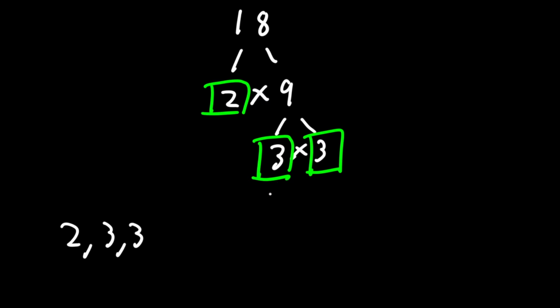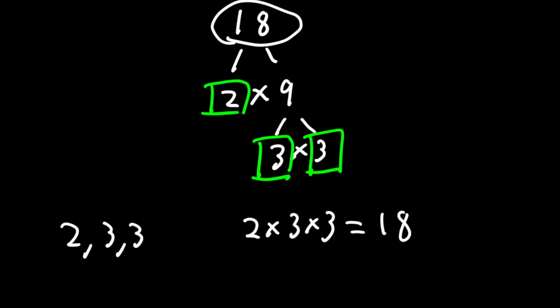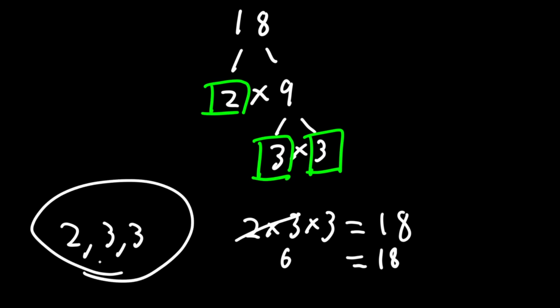Now, to check our work, if we do 2 times 3 times 3, if we multiply all 3 prime factors together, it should equal 18, which is the same as the original number. 2 times 3 equals 6, times 3 equals 18. So that means these are the 3 prime factors of 18.